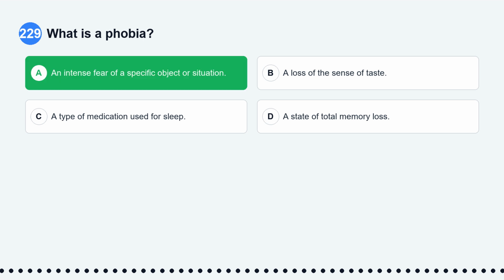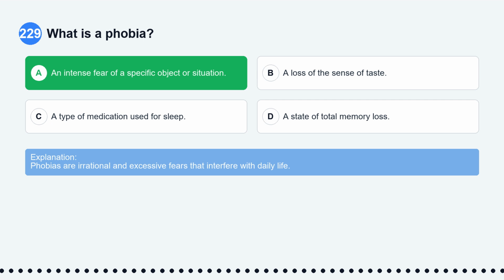The correct answer is option A. An intense fear of a specific object or situation. Phobias are irrational and excessive fears that interfere with daily life.